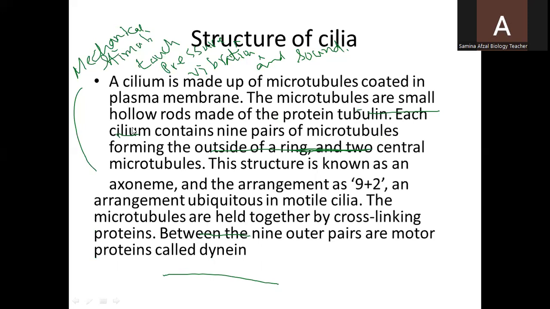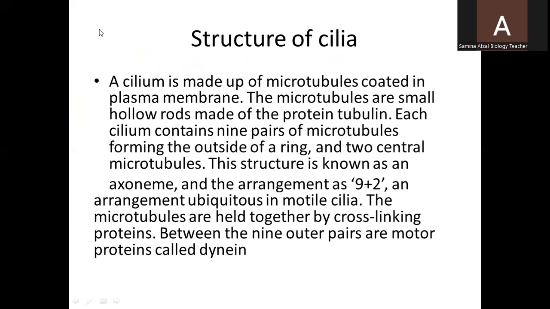And if we see its structure, we can see the cilium is made up of microtubules, already discussed in the previous part. What are microtubules? They are made up of proteins. These microtubules are coated in plasma membrane. The microtubules are small hollow rods made of protein tubulin, alpha tubulin and beta tubulin, already discussed. Each cilium contains 9 pairs of microtubules, forming the outside ring.